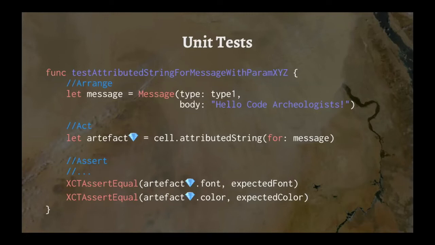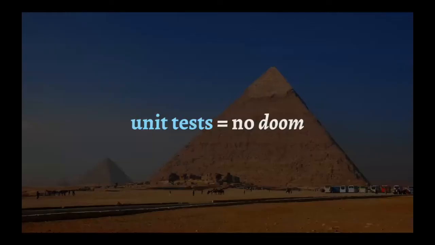And why did we do it? We did it because we wanted to get rid of this huge pyramid of doom. We wanted to decouple things, make things easier, and make them more readable. Unit tests allow us to do that. We also shifted the logic from the UI component, which was our UI table view cell subclass, to a view model.